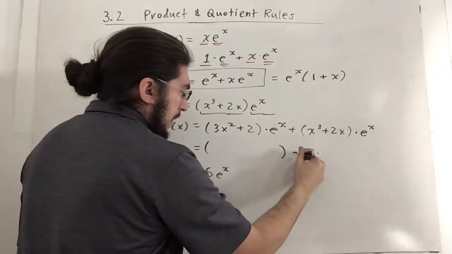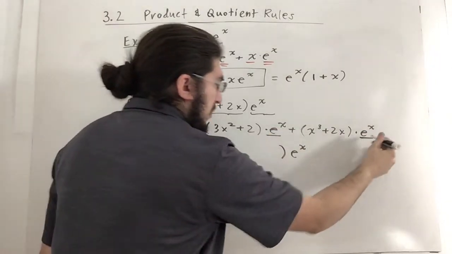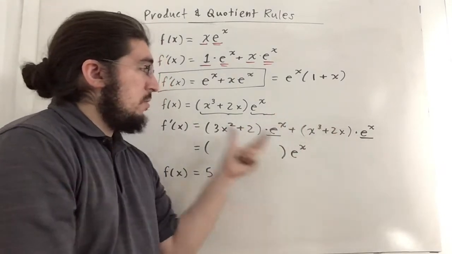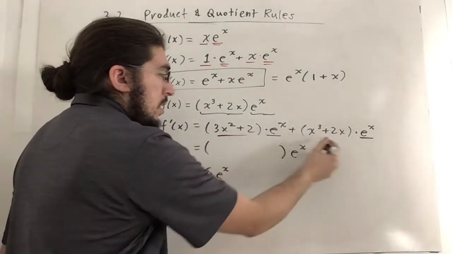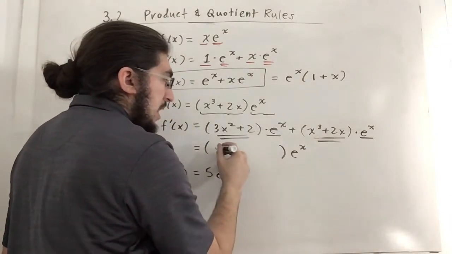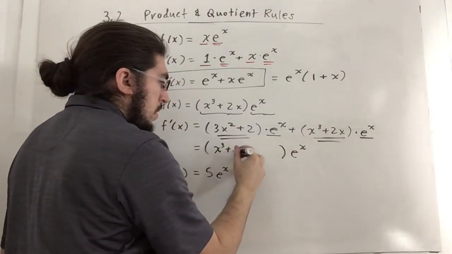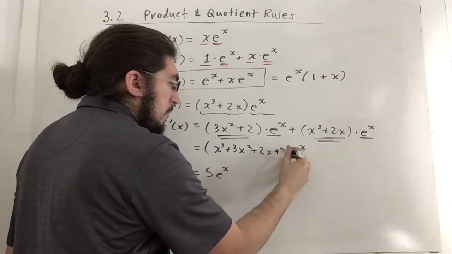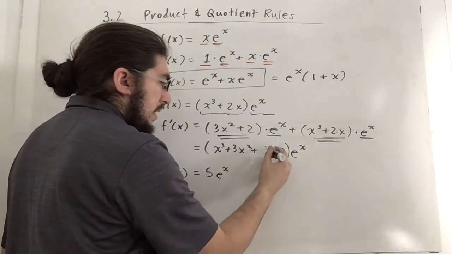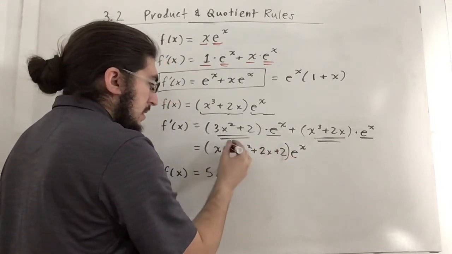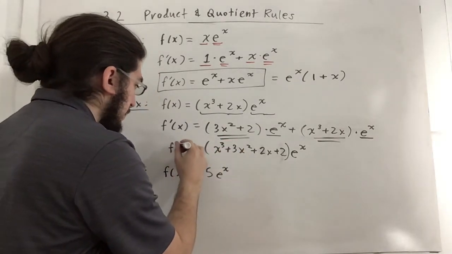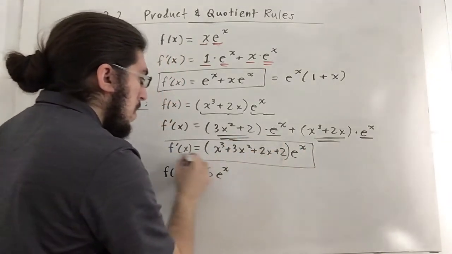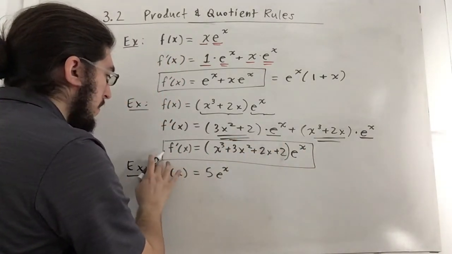In fact, it may not be super obvious, but I'm going to pull out e to the x from both of these big terms here, and pulling e to the x out of everything will leave only these on the inside. So only these left on the inside in order will be x cubed plus 3x squared plus 2x plus 2. And that's just me writing it in descending order, just so we're consistent about things. And yes, this is the answer for the second example. Okay, great.